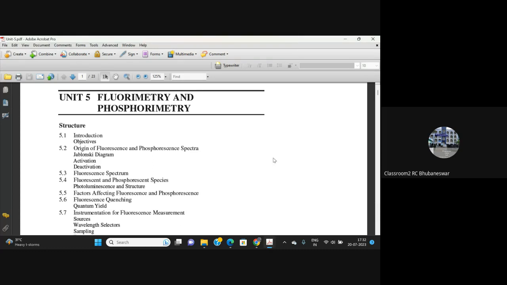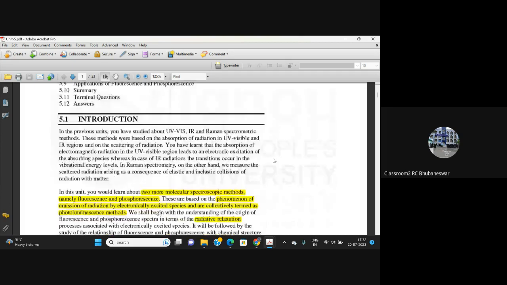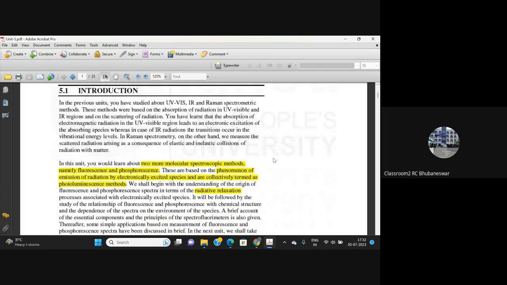Okay, so good evening. Today we'll start our unit 5, which is about fluorimetry and phosphorimetry. To start with, in our last class we studied UV visible, IR, and Raman spectroscopic methods, where electromagnetic radiation in the UV visible and IR region falls on matter, along with the scattering phenomenon involved with that radiation.